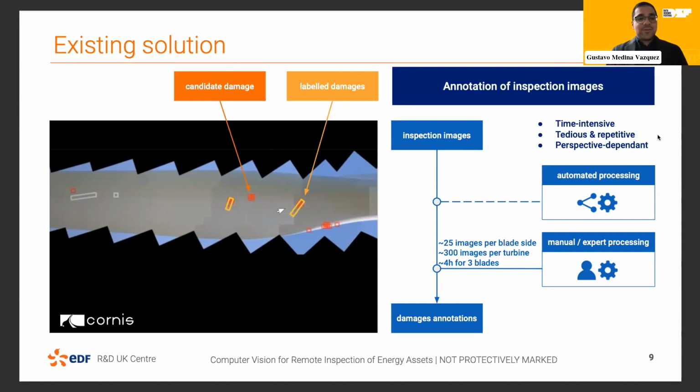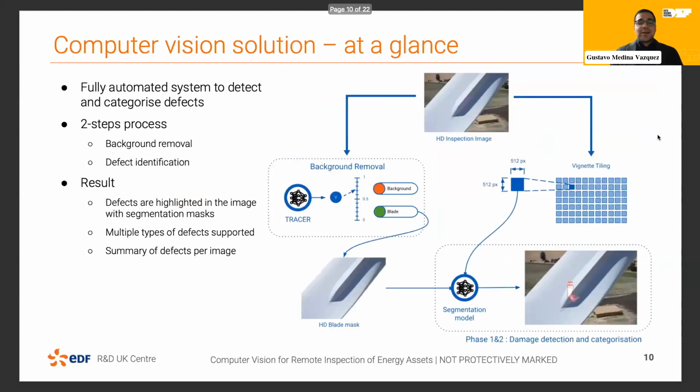So what we set out to do in this project is build a computer vision system that can automatically scan the images from these remote inspections and can detect and highlight different types of defects such that the engineers can automatically focus on the types of defects that matter the most.